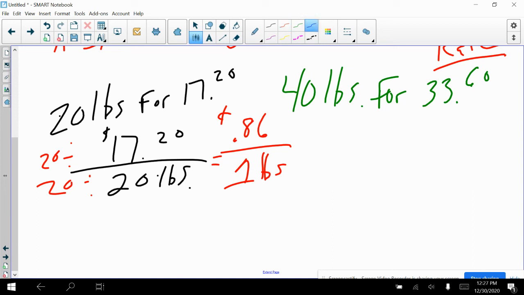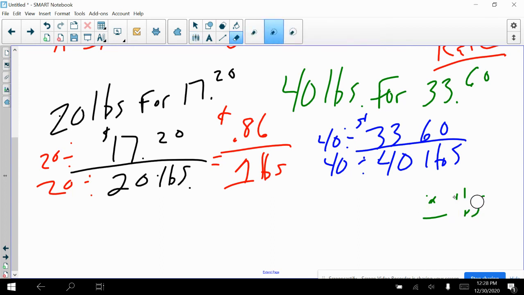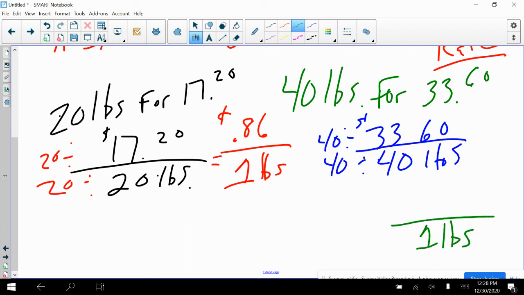On the other hand, if we take $33.60 and divide that by 40 pounds, again we take 40 because we're going to find out how much 1 pound costs. So again, we'll be left with 1 pound on the bottom. And when we divide $33.60 by 40, that comes out to be 84 cents.